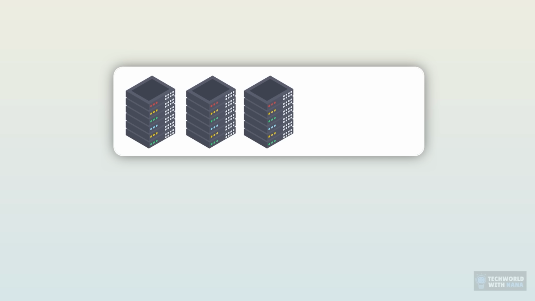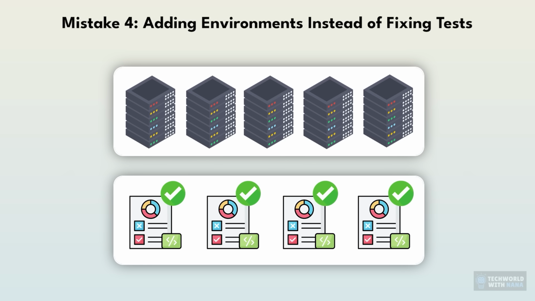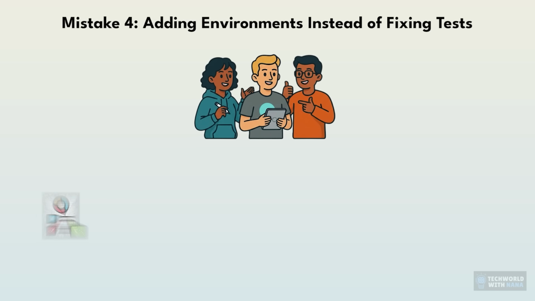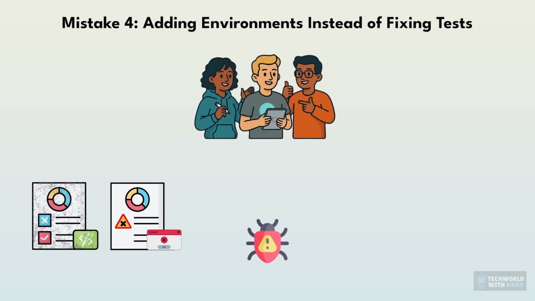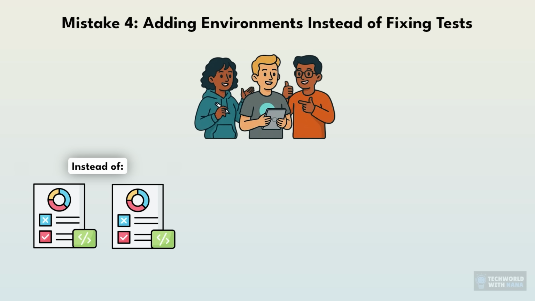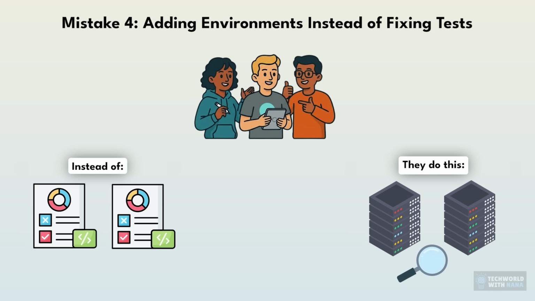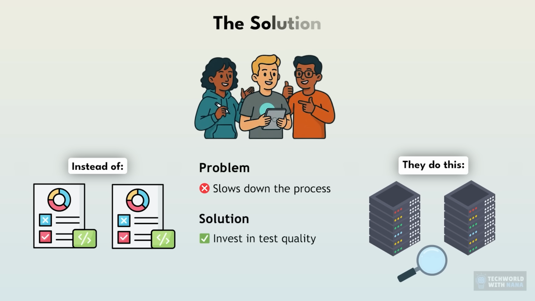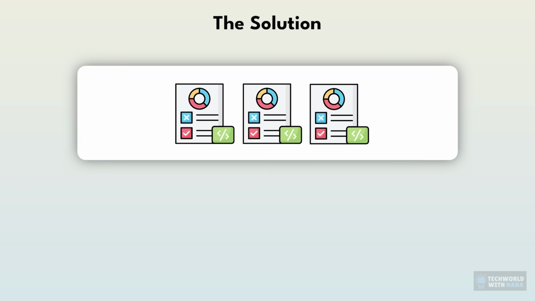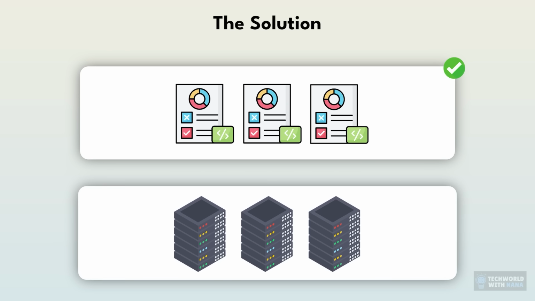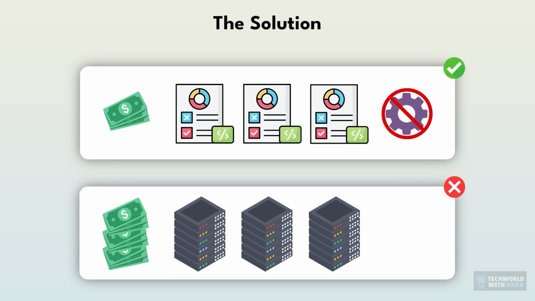And finally, this is a very common and interesting one, which is adding environments instead of fixing tests. Very often when teams have flaky, unreliable tests and bugs keep reaching production, basically instead of writing good automated tests, they add environments and manual testing, which slow down the process. So the better fix is always to invest in test quality and improve coverage. Good tests are always better than more environments because they cost less, you don't have to maintain them like you have to maintain environments, and they don't take hours like manual testing, they're much faster.